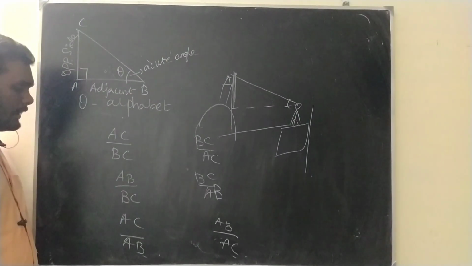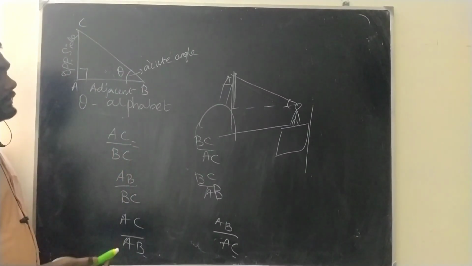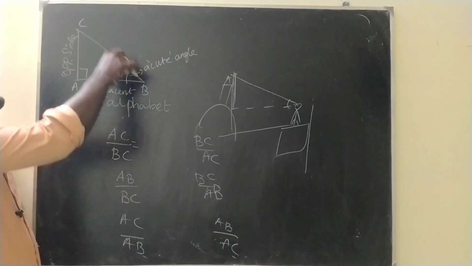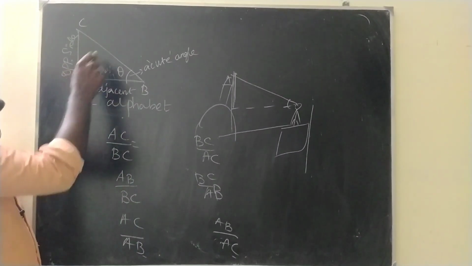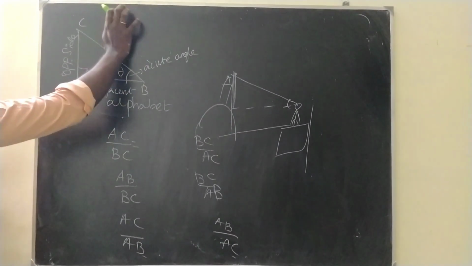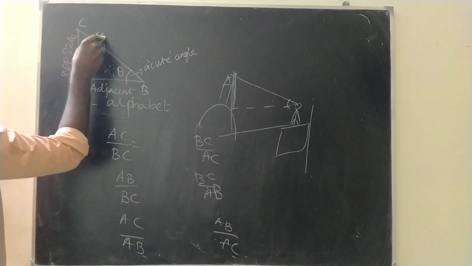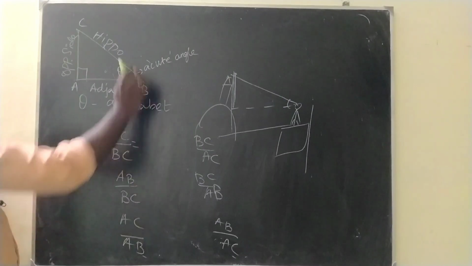Okay. And we are rewriting these ratios. Also, another thing I forgot. The longest side in the right angle triangle, the side opposite to the 90 degree, is called the hippopotamus. Is it? I am writing hippopotamus. Hypotenuse.